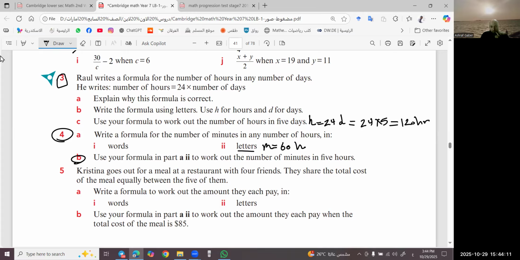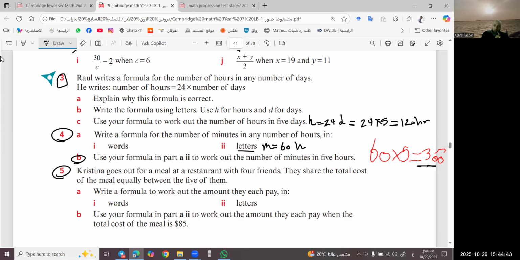Number B, solve it. Use your formula in part A to work out the number of minutes in 5 hours. So what we should do, we have to do 60 times 5, so that equals 300. Yes, correct. Now we need to divide. Right, no, never mind. Yes, 300 is correct.